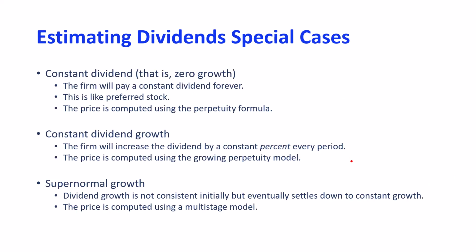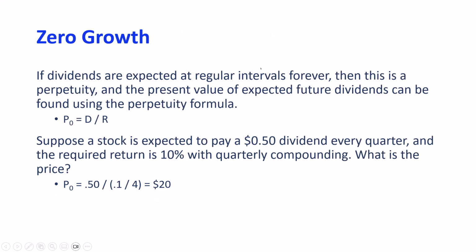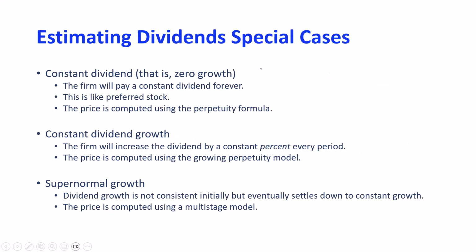So we are going to look at 3 special cases of dividend payments. One of them is when the company pays dividends, but the dividend is not growing. So it's a constant dividend, or the growth rate is 0. This is going to be an example of a preferred stock. And the way we compute it is using the perpetuity formula.